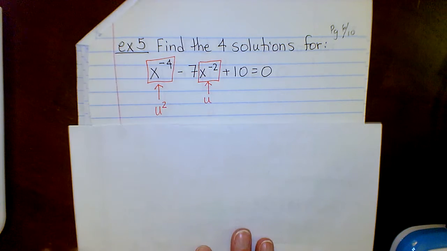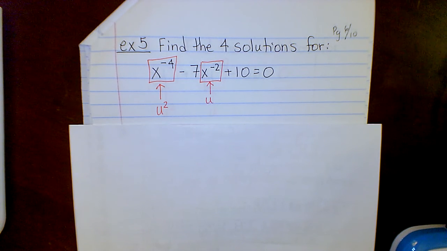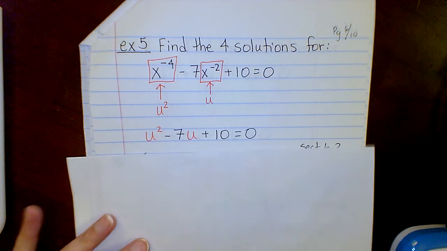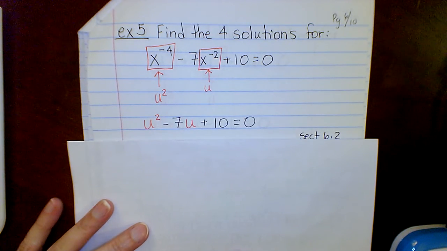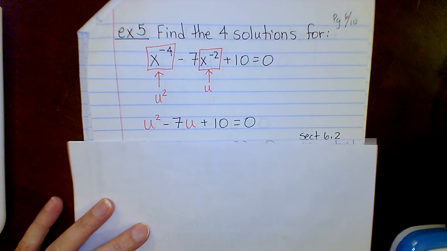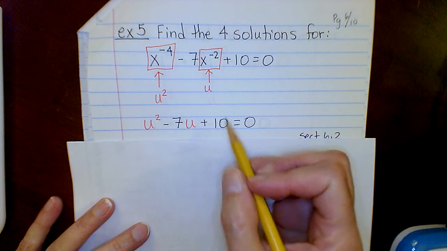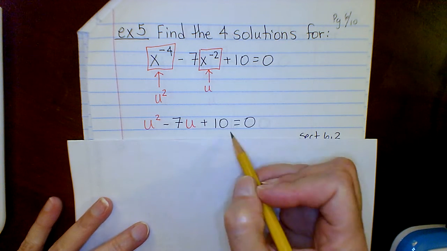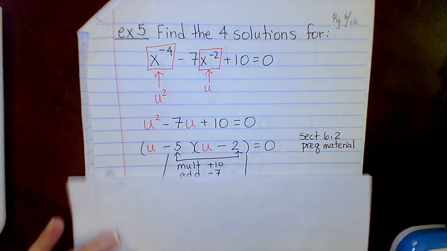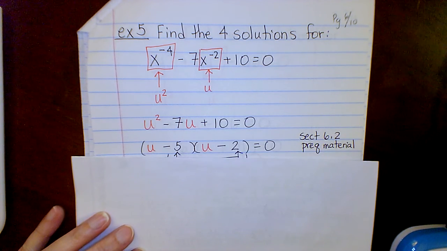Okay, let's do some that have negative exponents to them. Let's find the 4 solutions for this. All right, you know the drill by now of what to let u and u squared equal. So we end up with that very pretty quadratic. We're going to factor this. We want 2 numbers who multiply to give us +10 and add up to be -7. So that's going to be -5 and -2.